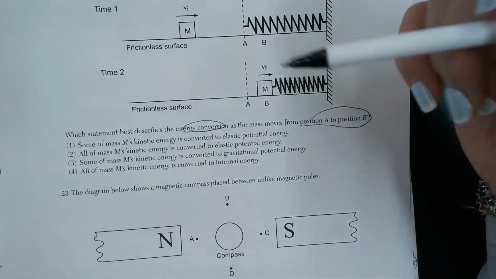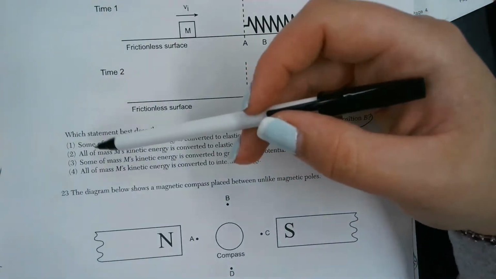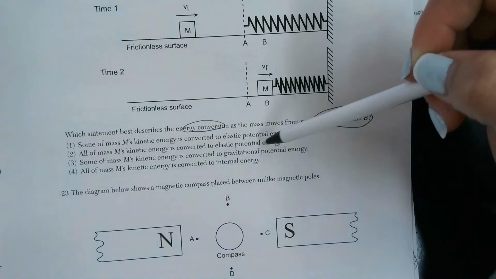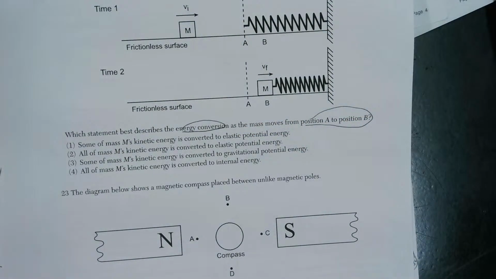Some of the mass's kinetic energy is converted to elastic potential energy. All of the mass M's kinetic energy is converted to elastic potential energy. Some of mass M's kinetic energy is converted to gravitational potential energy. And the last one, all of mass M's kinetic energy is converted to internal energy.